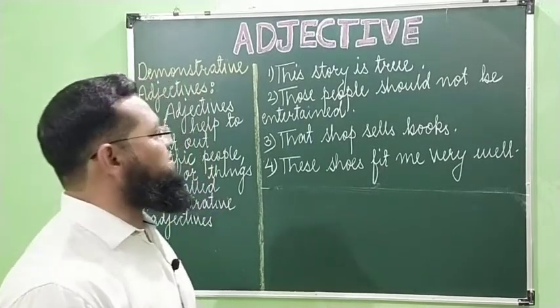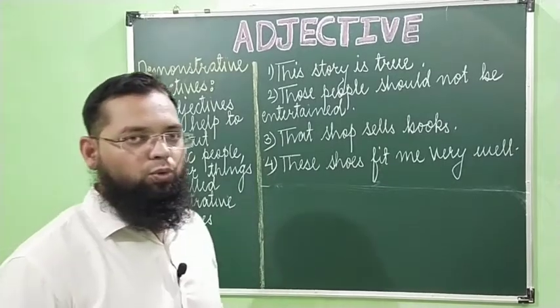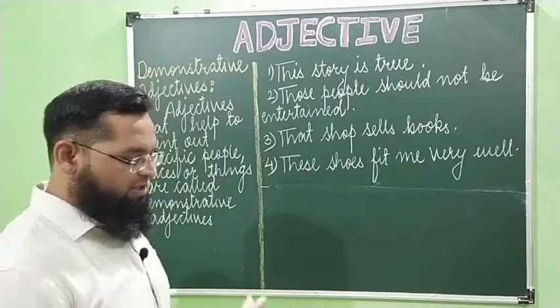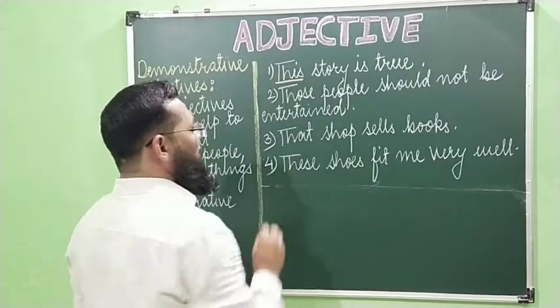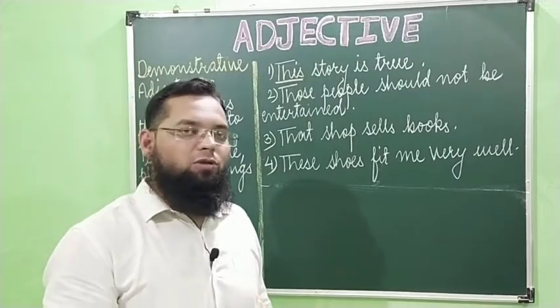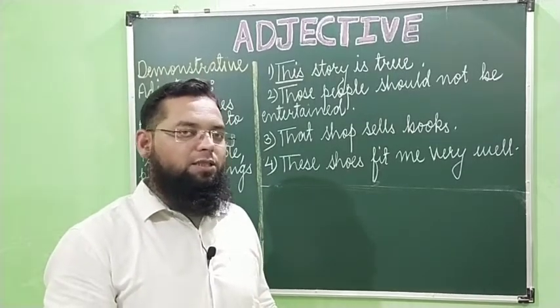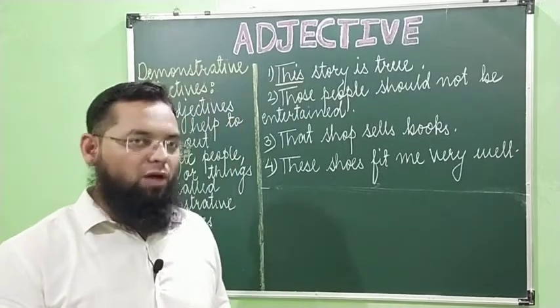Okay, the first sentence: this story is true. Now what is the demonstrative adjective here? This. Now why is it an adjective? Why is it not a pronoun? As these are the only 4 demonstrative pronouns: this, that, these, and those. These are demonstrative adjectives as well as demonstrative pronouns.